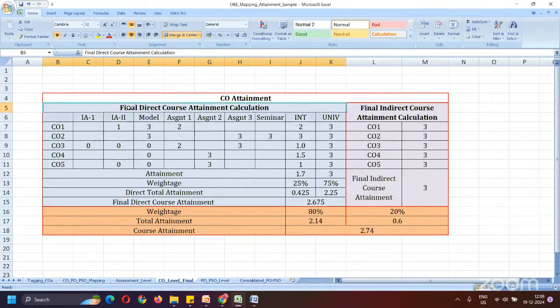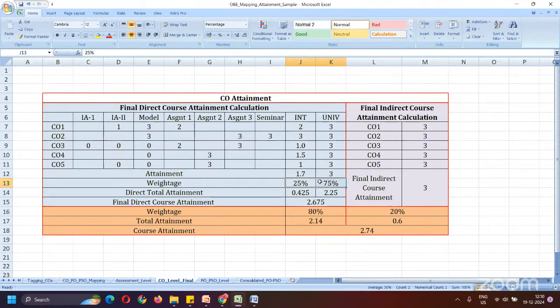This I call the direct attainment, and we will be calculating it for internal and the university semester exams, because I'll be finding out the average of all the components. Anyway, whether it is 25/75 or 40/60, whichever percentage distribution you are using, you can define it. It may depend upon your subject.